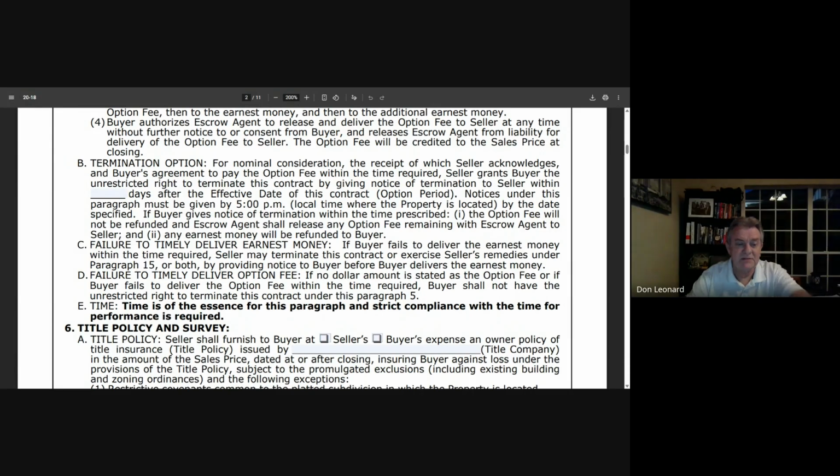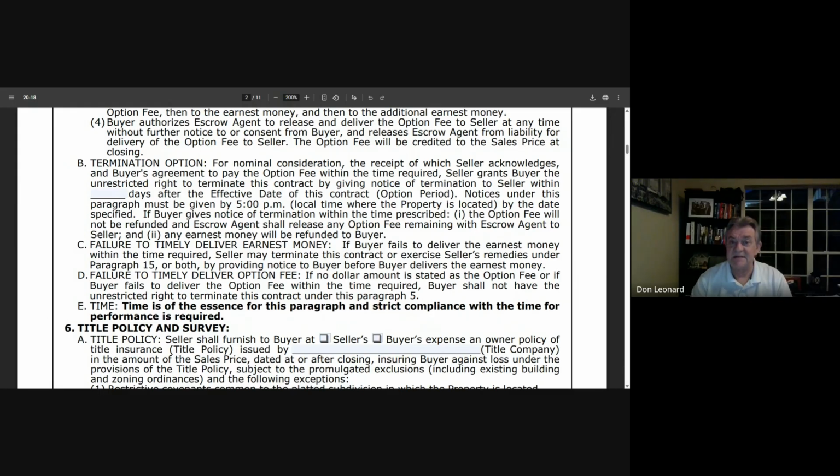Okay, well, let's go back to C and D. If I don't deliver the earnest money, or D, if I don't deliver the option fee, neither one of those things says that if the money's not received, the transaction's dead. The transaction is still a transaction. The contract is still created. They're in breach of contract, but it doesn't kill the deal. Just because somebody's in breach of contract does not mean it automatically will kill that transaction.